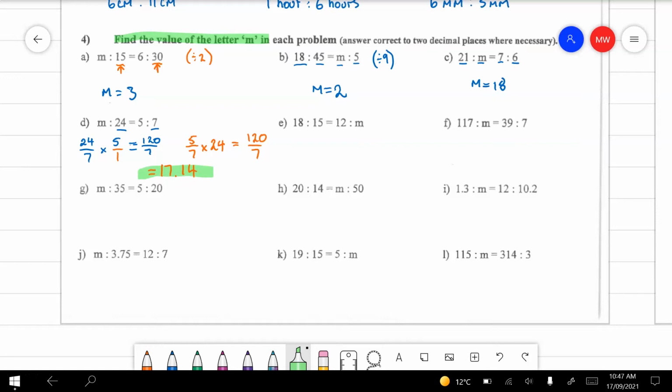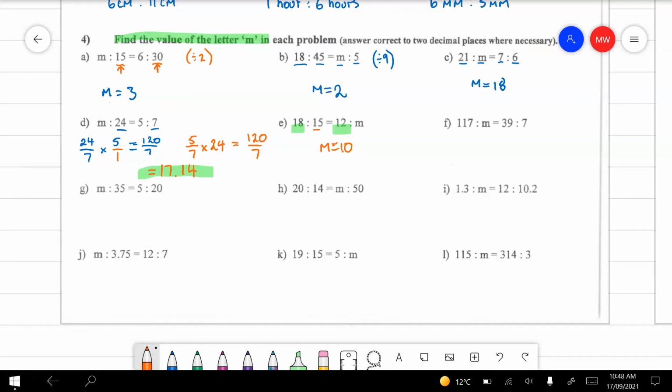So let's try again and see what happens in question E here. How did I turn 12 into 18? Well, 18's 1.5 times bigger than 12. This one's a little bit clearer, isn't it? Because if I divide this by 2, I get 6, and if I divide this by 3, I get 6. So the relationship between 12 and 18 is 1.5. That means that m is going to be 10. I can see that, because if I did 10 times 1.5, I'd get 15.